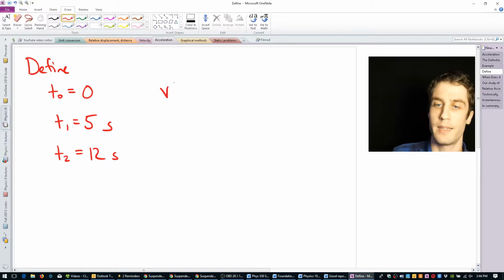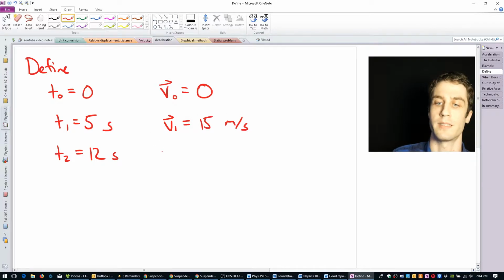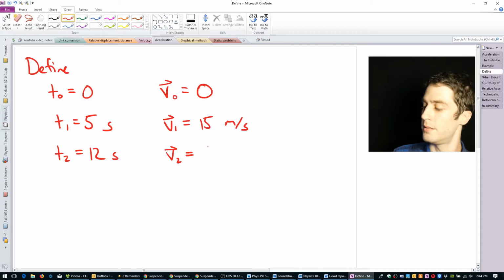v, I'll put a vector sign over it. v0, the initial velocity, started from rest, was 0. You could say meters per second, or I could leave the units off. v1 is equal to 15 meters per second. That does need units because it's a non-zero quantity. And v2 is equal to negative 48 meters per second. All right.